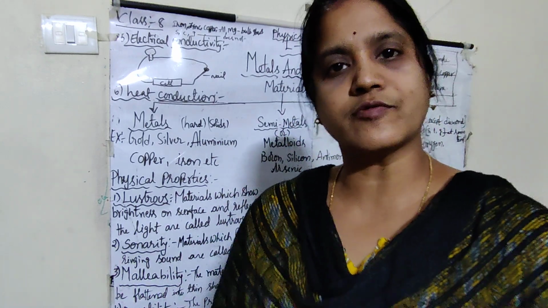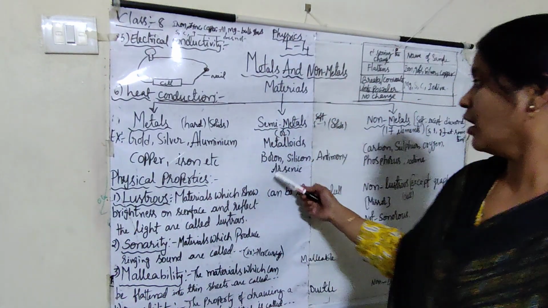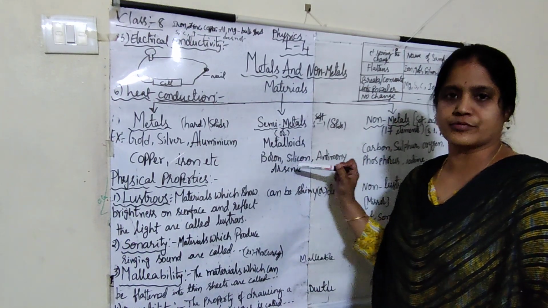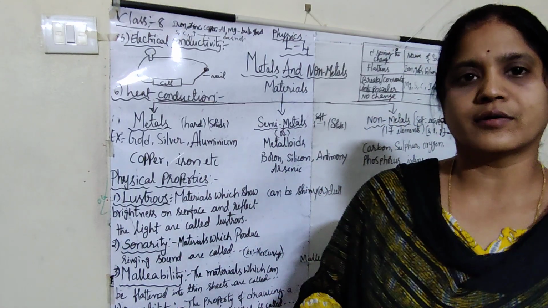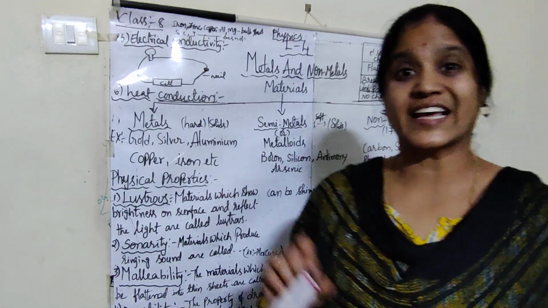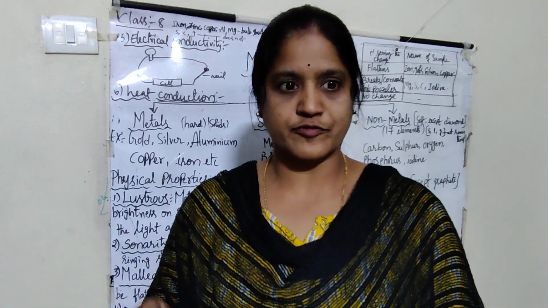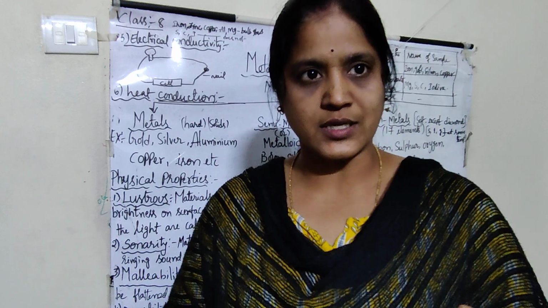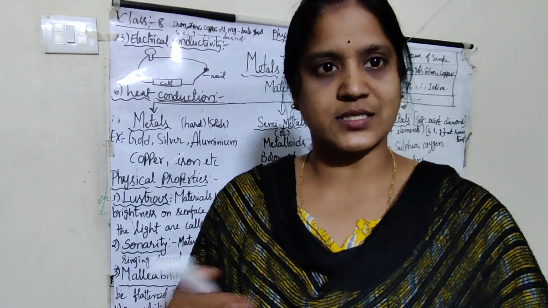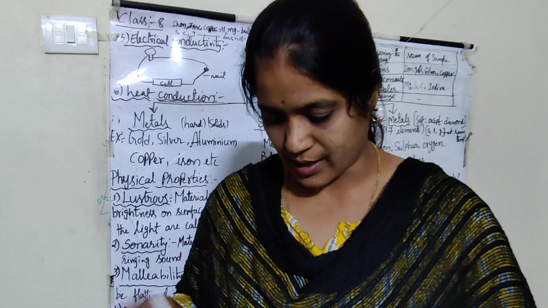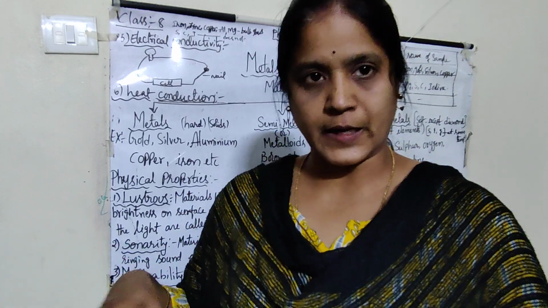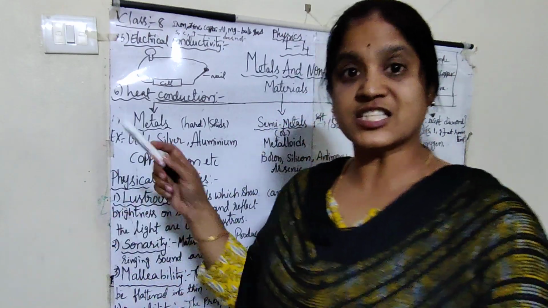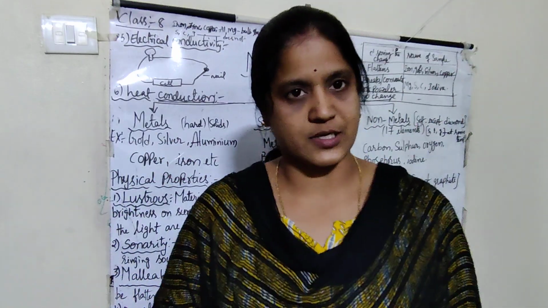What are the examples of these semi-metals? Boron, silicon, antimony, arsenic. These are the few I wrote. And what are the uses of these semi-metals? In electronics, suppose you take a computer, TV, cell phone, in all these electronics, they mainly use these semi-metals. In the circuits they use these semi-metals.